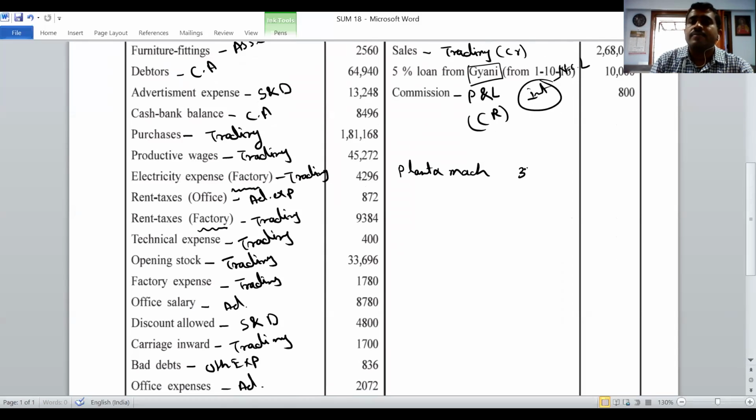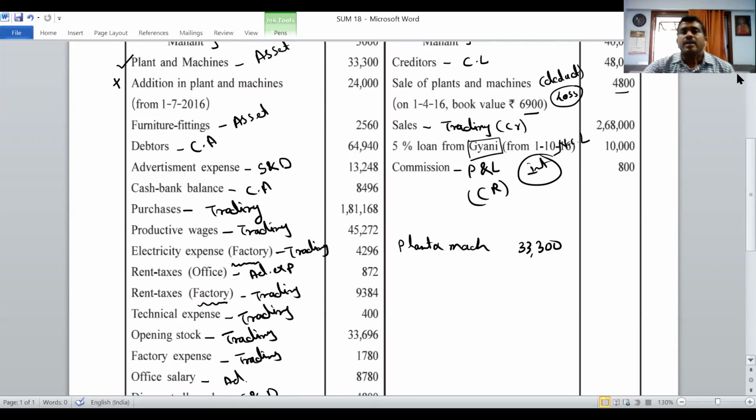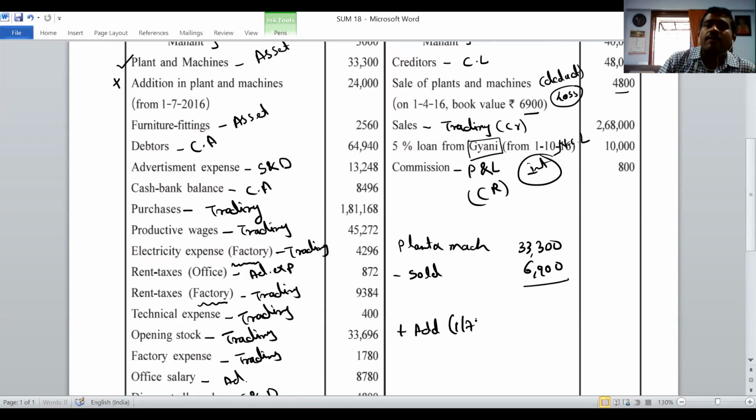In the inner column, 33,300. And then I can see sold is there, so minus sold, and the book value is 6,900. That we have to minus. And after that they say addition, so plus addition, and in brackets we have to write 1716, that is 24,000. Then the answer will come in the outer column.